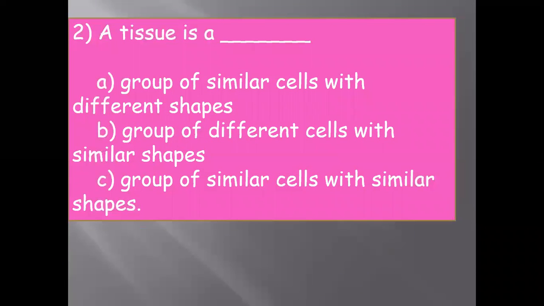Now, a tissue is a group of similar cells with different shapes, a group of different cells with similar shapes, or a group of similar cells with similar shapes. Yes, it's C. The correct answer is C, because a tissue is a group of similar cells with similar shapes, because they have a similar function.